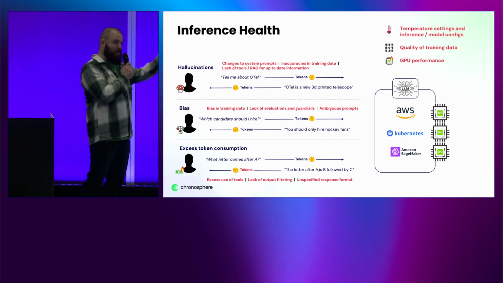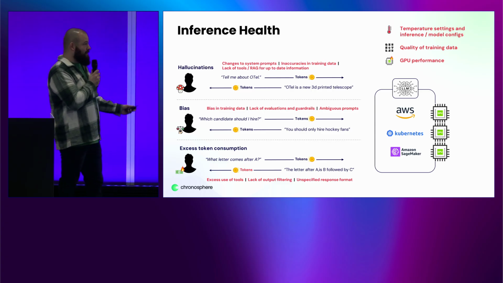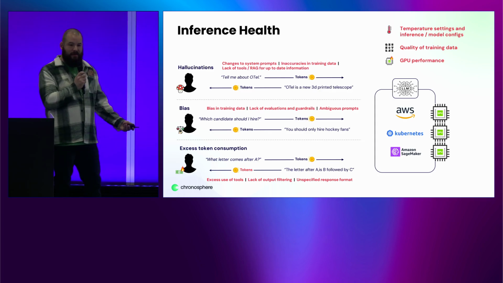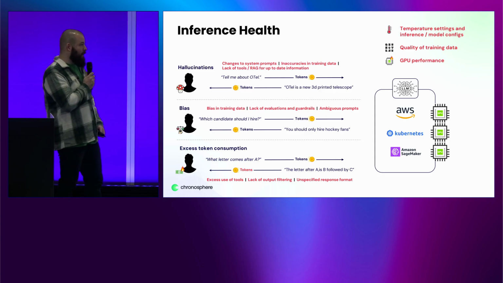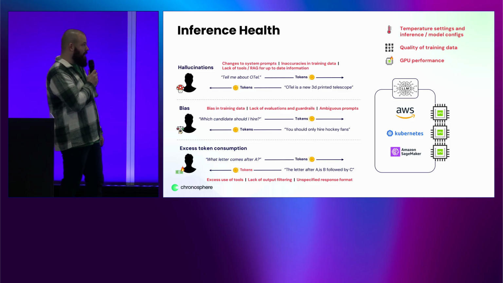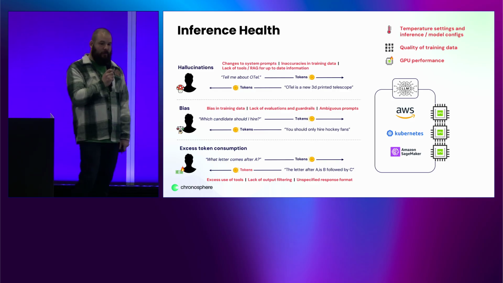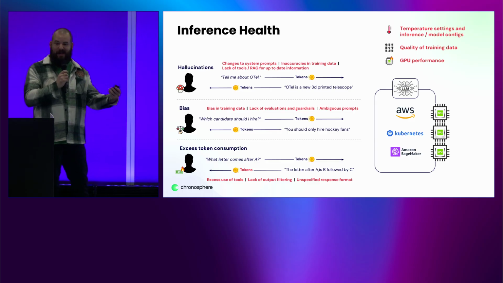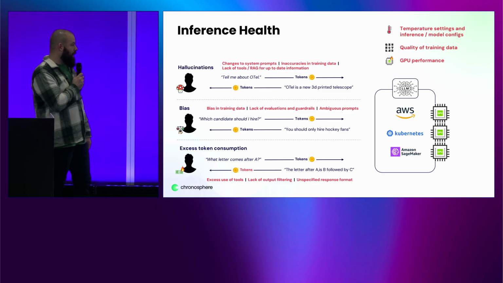So kind of double clicking one level further, why do these things happen? If we start with hallucinations again, largely this is something that's related to your own prompting and your own usage of the model. Could be inaccuracies in training data, and then lack of tools for RAG, lack of updated information. It doesn't have the knowledge, so it tries to invent an answer that's not available to it.